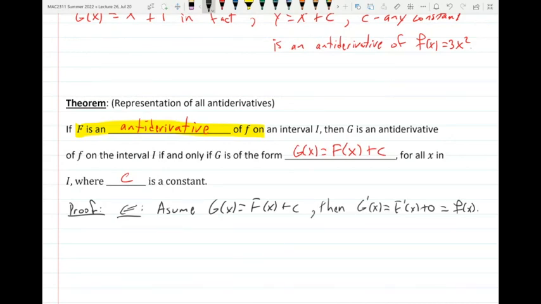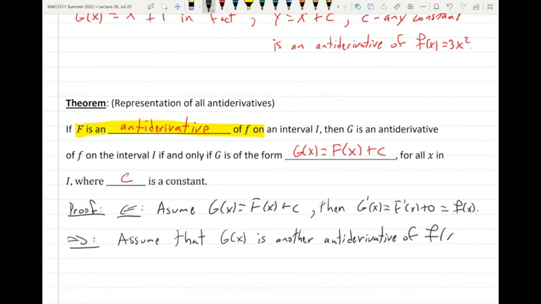So that's this direction, so that's pretty straightforward. The non-trivial question is the other one, that any G has to have this form. Okay? So, let's argue this. And now assume that G is another antiderivative of little f. Remember, we already have one, which is capital F. That's the initial hypothesis of the theorem. So assume that we have another one. Our job is to show that this G must be of this form. Okay? That it has no other choice than to look like that.